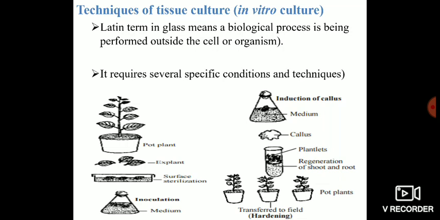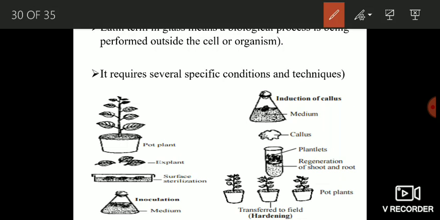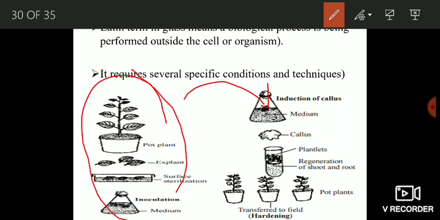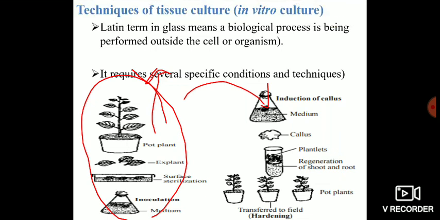Before moving on to our present topic, let me tell you that in tissue culture, you are only able to culture the plant cells, tissues, and organs when you have some expertise in some techniques, and you have some specific conditions. Today we are going to study those conditions and techniques. So let's move on to the techniques of tissue culture.